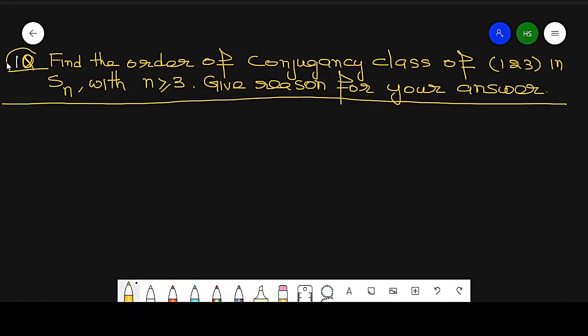The question is: find the order of the conjugacy class of (1 2 3) in Sn with n greater than or equal to 3. Give reason for your answer.